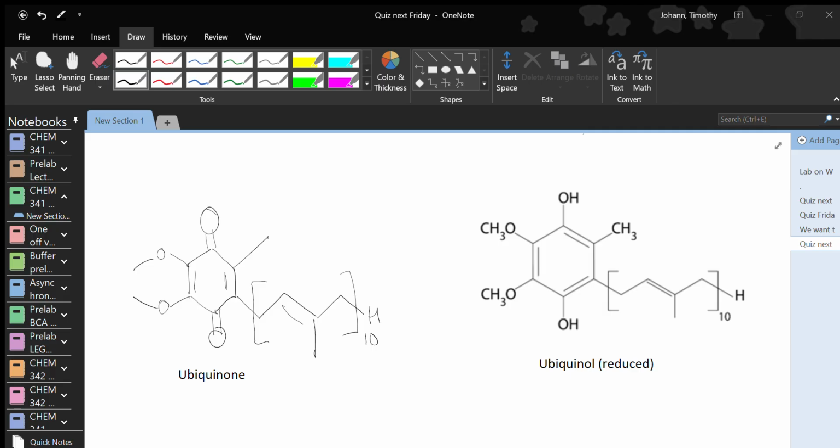Questions? What's the 10? The 10 means that we have this thing happen 10 times. So it's like a lipid tail, and it actually sticks in the membrane in the electron transport chain. So this becomes reduced, it wanders over the electron transport chain in the membrane, dumps off its electrons, becomes oxidized, and wanders back to the dehydrogenase complex as well.